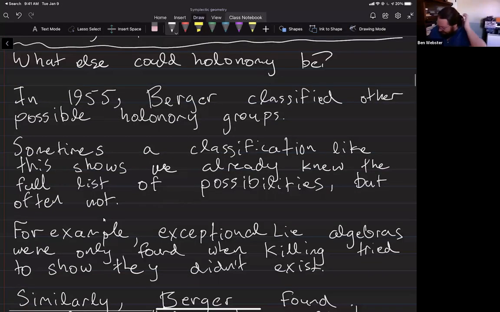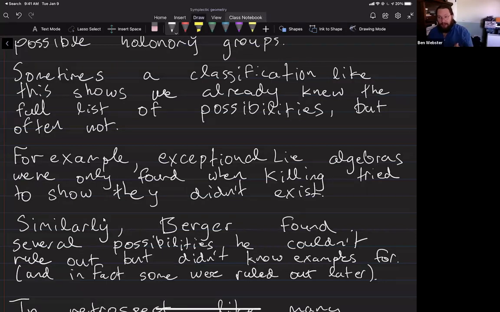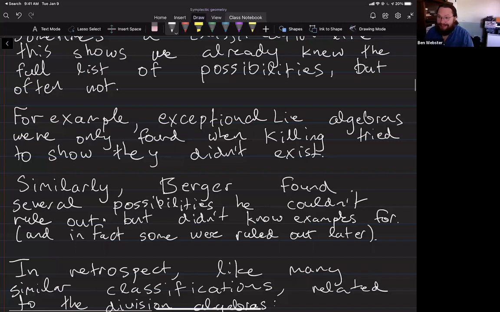And this is definitely related. Berger found that there were some possibilities other than the O(n) and U(n) cases that he couldn't rule out. And so it seemed like maybe these even more special holonomy groups exist. Now, it turns out he didn't rule out all the ones he could have. There were a few that slipped through that had to be ruled out later. Again, this paper I read from 1966 actually had the wrong list. It listed as a possibility Spin(9), which is not actually possible as a holonomy group.